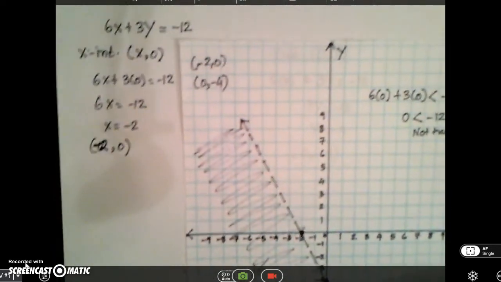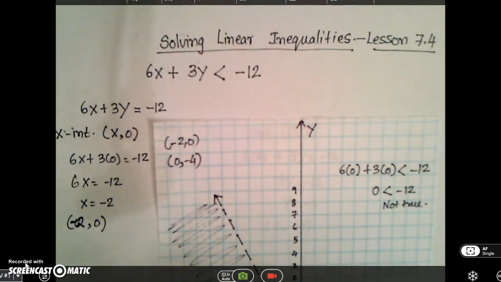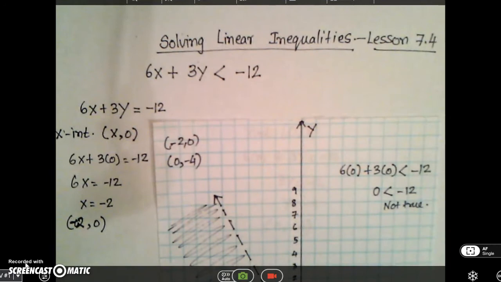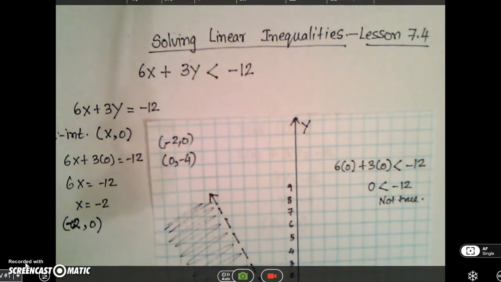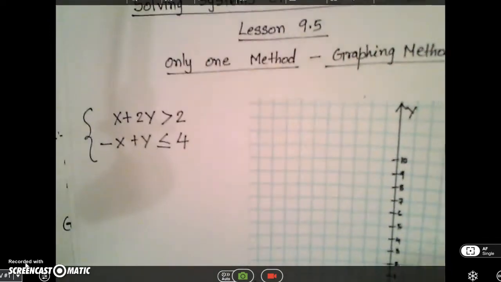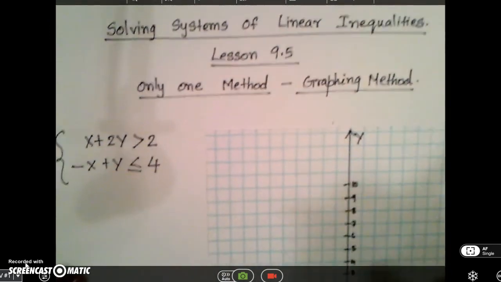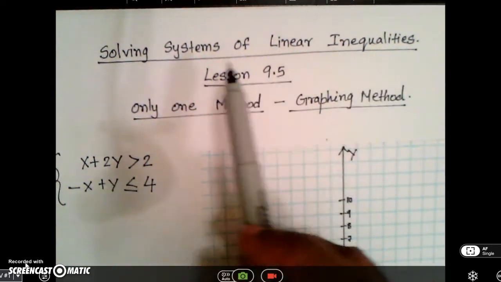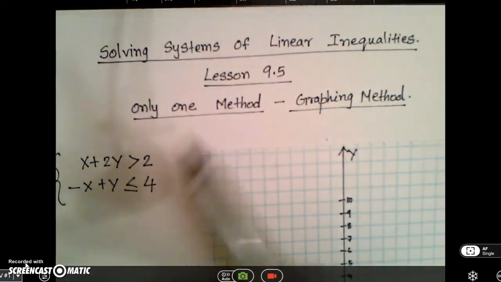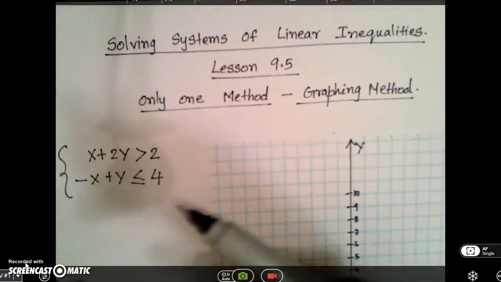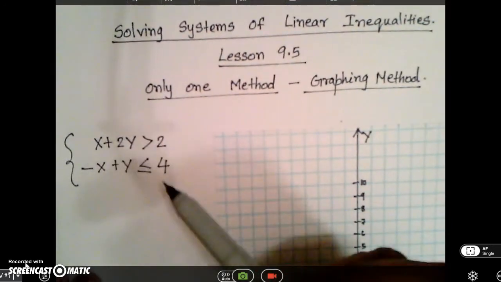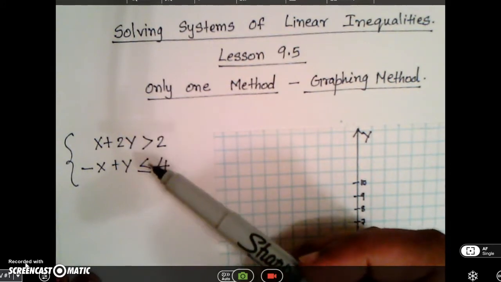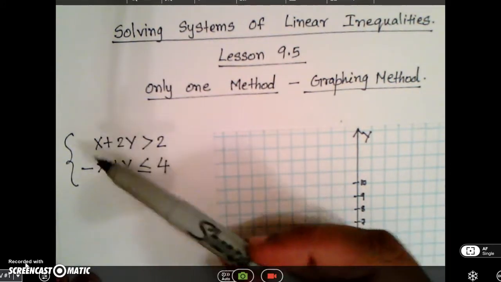So this is what we saw in lesson 7.4 when we graphed our linear inequality. It's the same concept that we are going to use today in lesson 9.5. In lesson 9.5, I'm looking at solving systems of linear inequalities. As we saw, a system is a group of things, right? So I have a group of linear inequalities. I don't have one inequality, I have two inequalities which form the system.